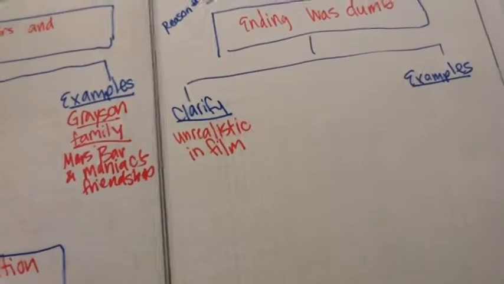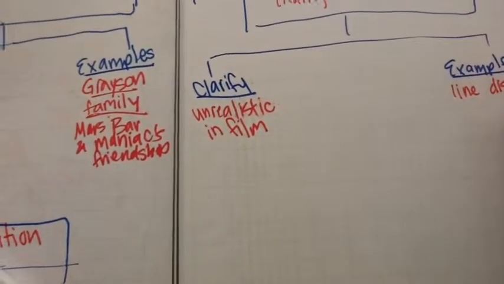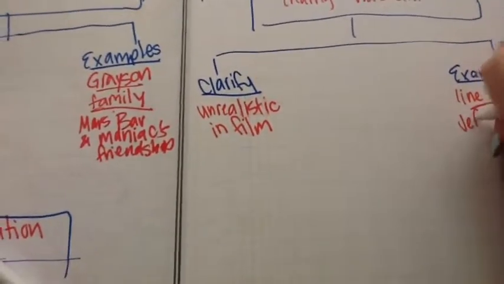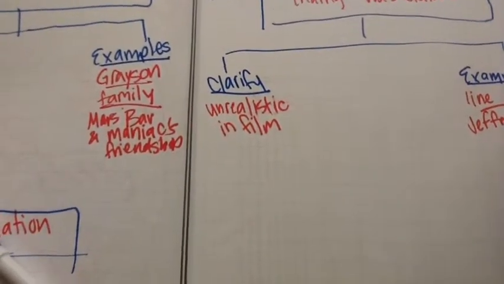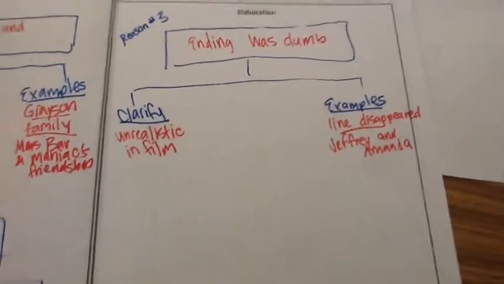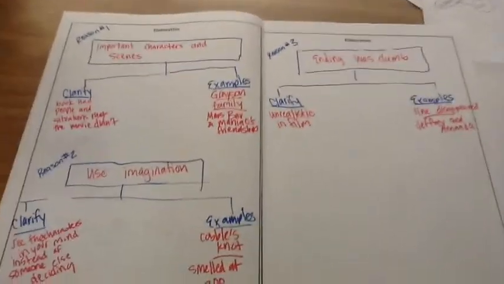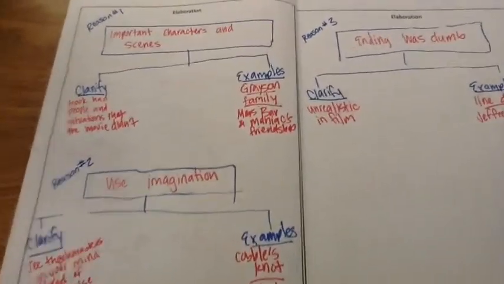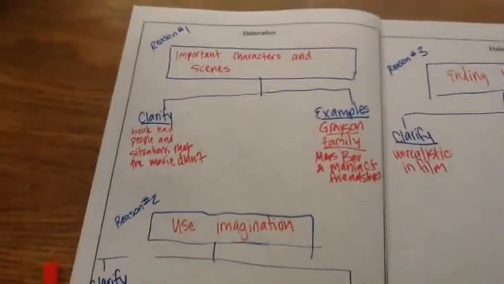So what I mean by the ending being dumb, well, there was that line that disappeared. And Maniac and Amanda got married. And these are two things that I thought were not very realistic in the film. So now I have 3 completed tree maps to elaborate and clarify each of my different reasons for my paragraph. You should create 3 similar tree maps for each of your different reasons, and these will become your body paragraphs.